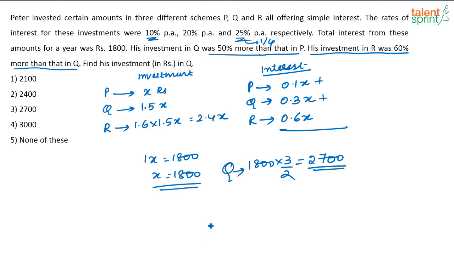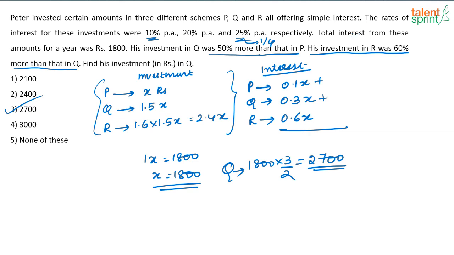So what will be the answer? Your answer will be option 3, 2700. I hope it is clear now. 2700 is your answer. Very, very easy question, right? Just calculations. What is the investment of the three people? P is investing x rupees, Q is investing 1.5x rupees, and R is investing 2.4x rupees.